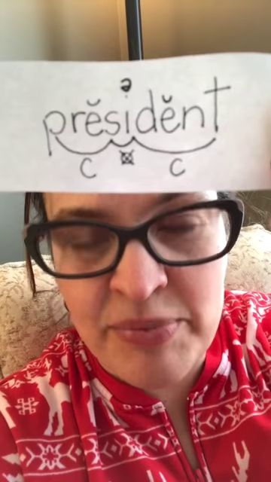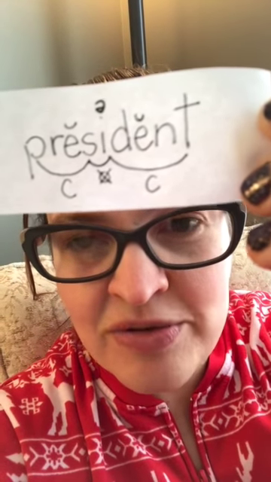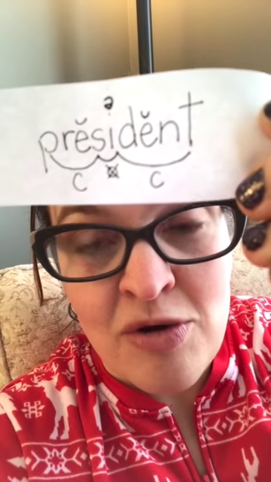Next word, president. She was the president of the cooking club. President. Here we go. P-R-E-S is pres. That's a closed syllable. I is an open syllable exception with a schwa. And dent is a closed syllable with a short E. You might hear dint, D-I-N-T, but it's D-E-N-T.